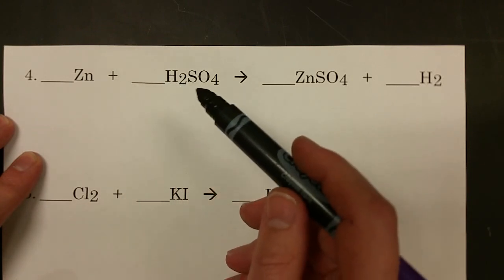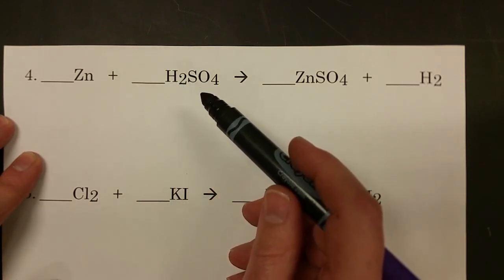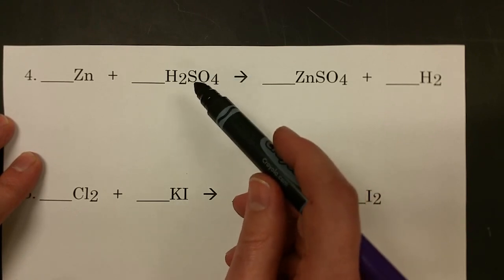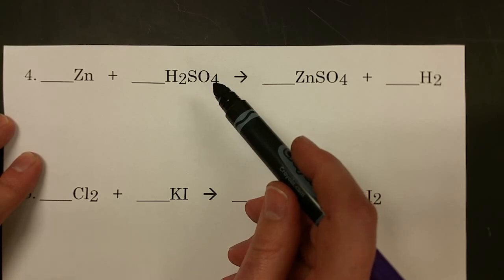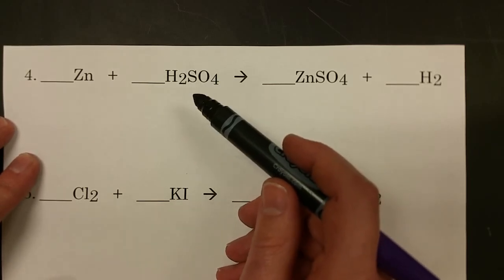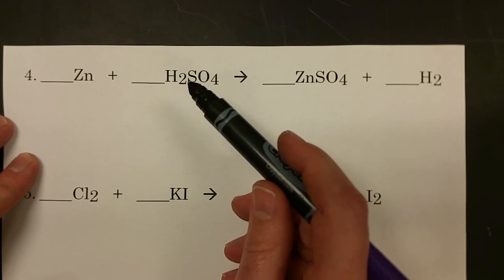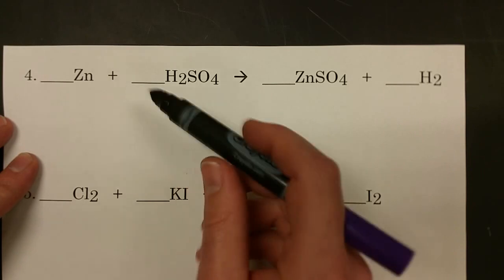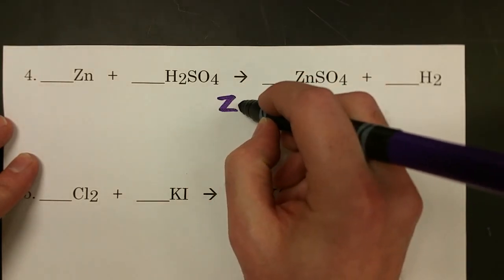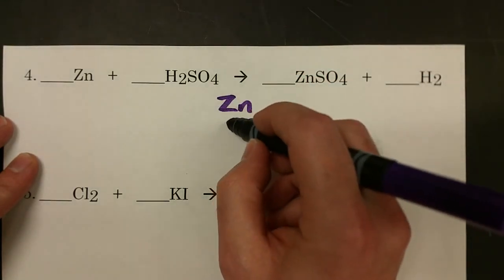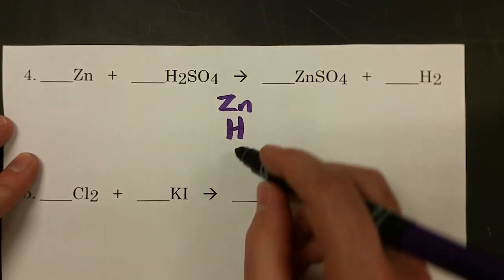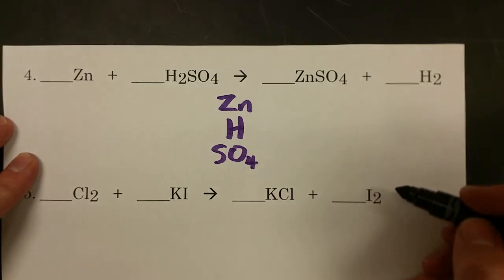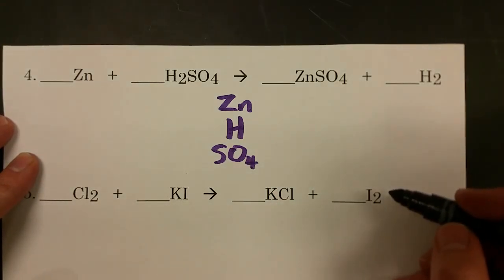So I'm going to treat the SO4 as one thing, and when I write my list, I'm just going to write SO4 one time instead of counting the sulfur and the oxygen separately each time. When you do the math, it works out the same either way, but counting 3 things instead of 4 is a little bit easier. So let's make our list. Zinc is in here, hydrogen is in here, and as I said, keeping together, my sulfate is in there. Now let's write how many on each side.